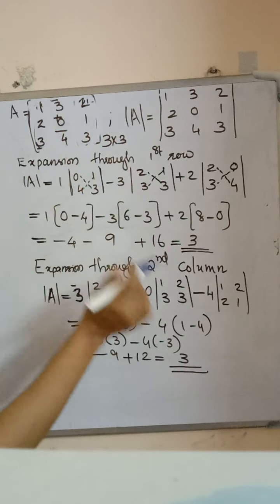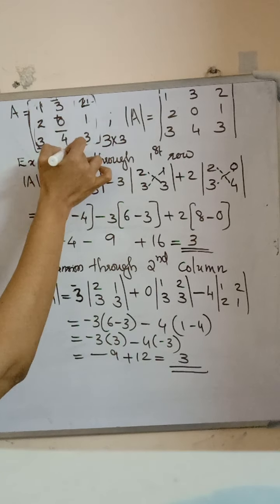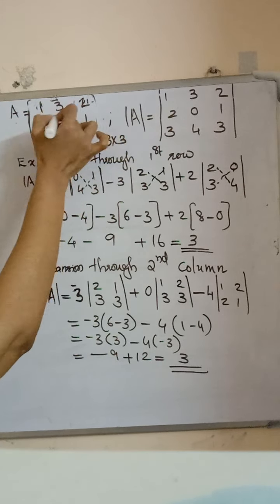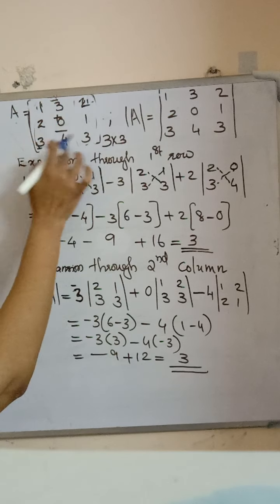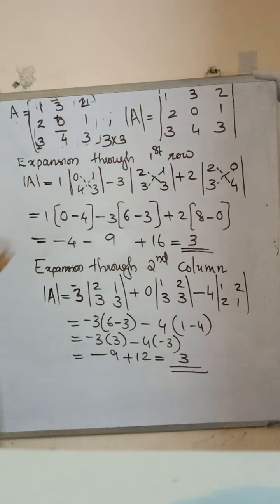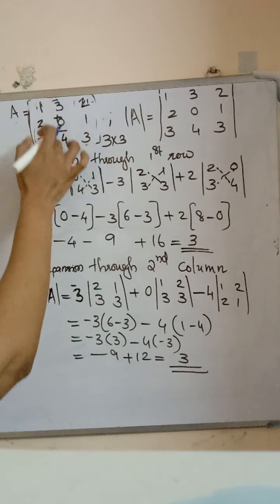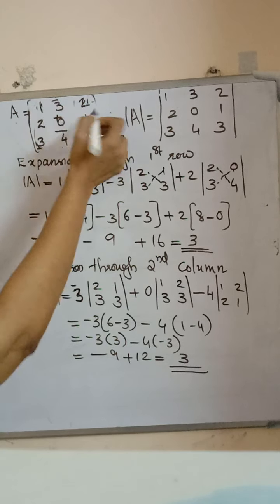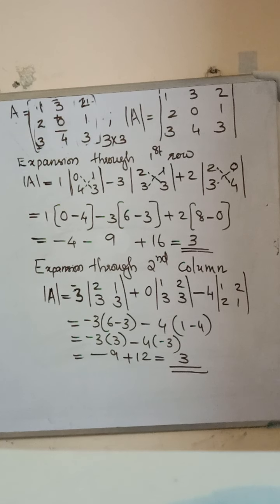Next is 0. 0 into, if we delete the column and the row in which 0 belongs, the determinant is 1 2 and 3 3. Minus 4 into, next 4, the sign of the third row second element is negative. Deleting this second column and the third row, we get the determinant 1 2 and 2 1.